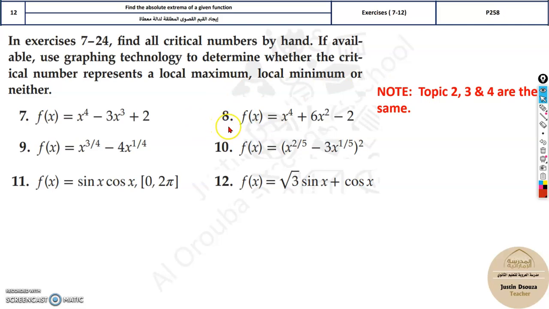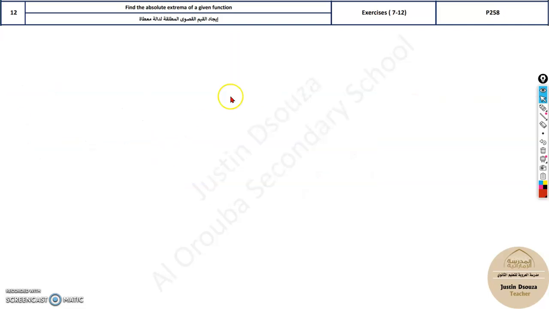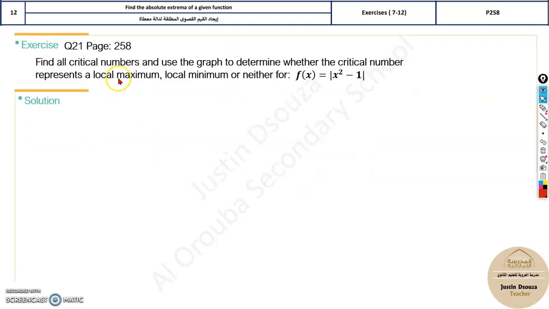It is basically we need to find the critical numbers, absolute maxima, minima, and then we need to understand about the graph. But now I had left out the absolute value function problem, so I will quickly solve our absolute value function problem over here. Now this is the function given. We need to find the critical points, local maxima and minima.